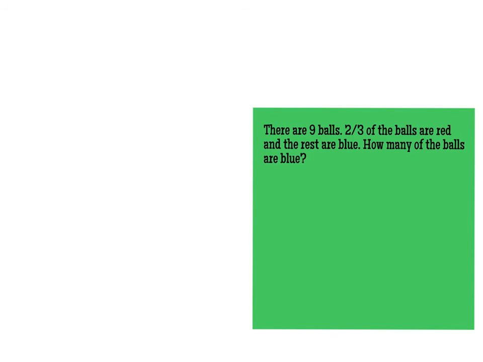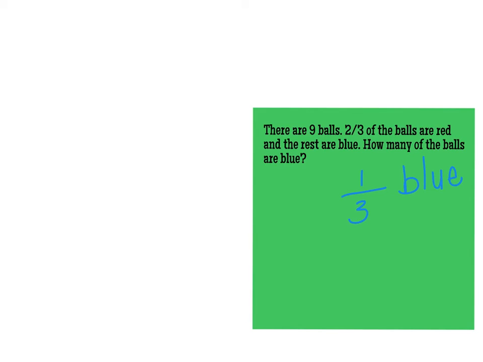This problem looks very similar, but if you read it, you can see that there's a big difference. There are 9 balls. 2/3 of the balls are red, and the rest are blue. How many of the balls are blue? So now, it's asking me to figure out what's missing, or the missing part. So if 2/3 of the balls are red, the other 1/3 are blue.